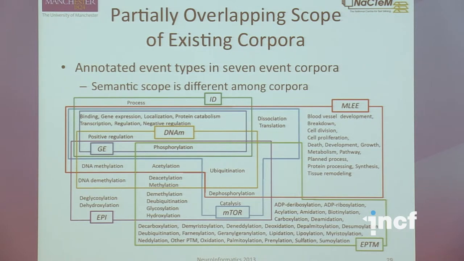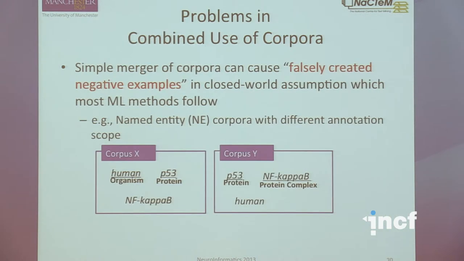So what we are trying to do is, if we're trying just to merge this type of corpora, we have problems. Here is an example. If we just merge, for instance, hypothetical corpus X, which is human P53 and NF-kappa-B, annotated with organism and protein, and the other corpus, which annotates P53 as protein and NF-kappa-B as protein complex, if we just try to merge this type of corpora as they are, we can have what we call falsely created negative examples.